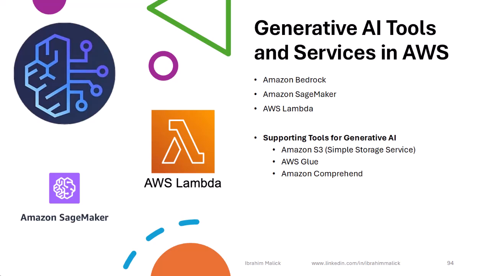And the exam would ask you questions about these products like Amazon Bedrock, SageMaker, Amazon Q, and a bunch of other Amazon services, like Comprehend or Polly. There's a whole bunch of services that you need to know. But in this lecture, let's just talk about Bedrock, Amazon SageMaker, and Lambda.